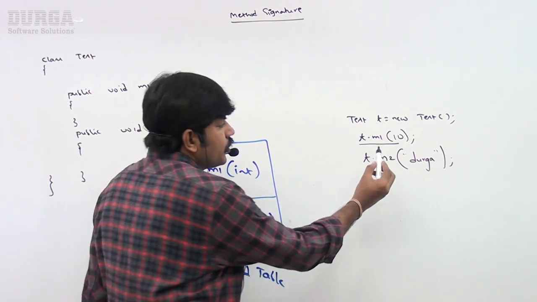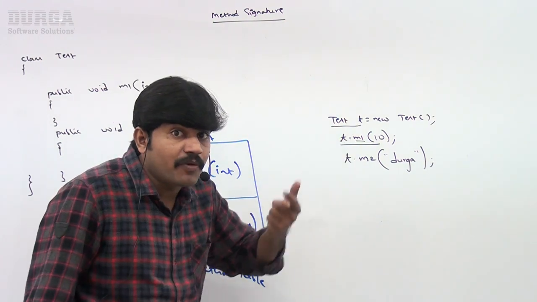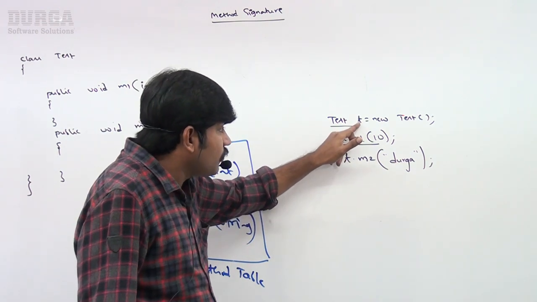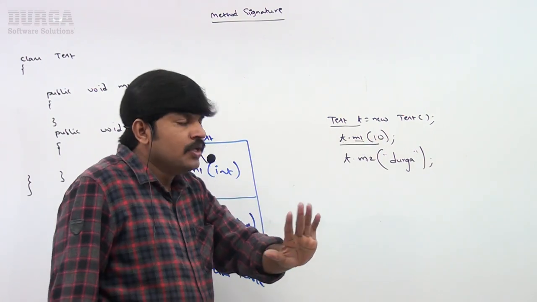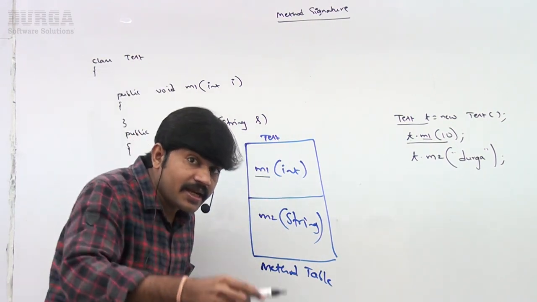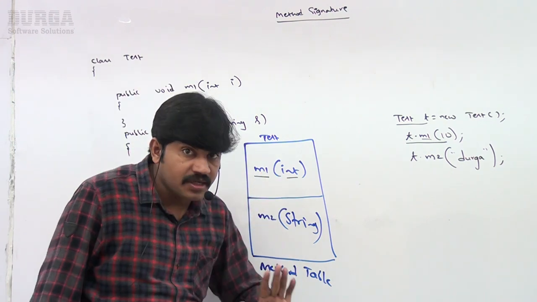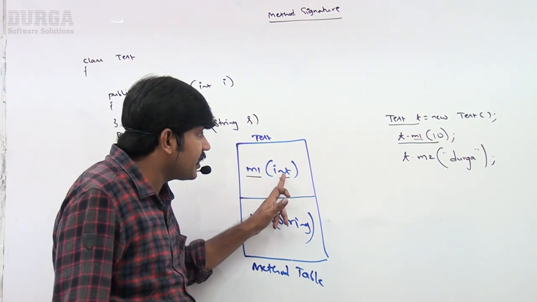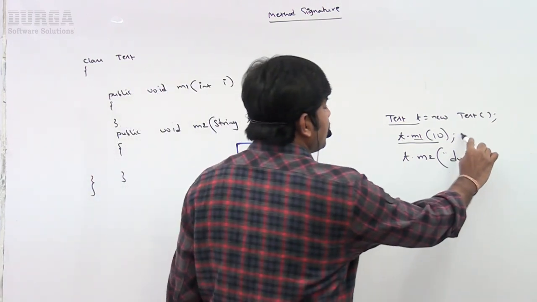Very simple, sir. You are calling M1 and T is what type? Test type. Observe, this type of orientation is required. You are calling the M1 method and T is of Test type. Now, which argument are you passing? Int type. So, inside the Test class, is there any method which can take int type as the argument or not? Yes, there is a method which can take int type as the argument. The compiler feels that yes, it is legal.